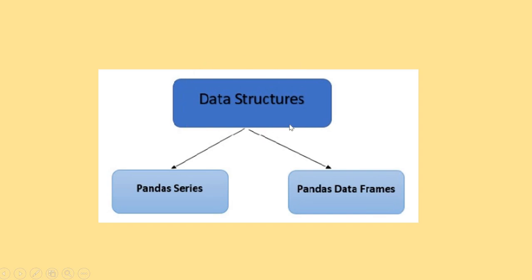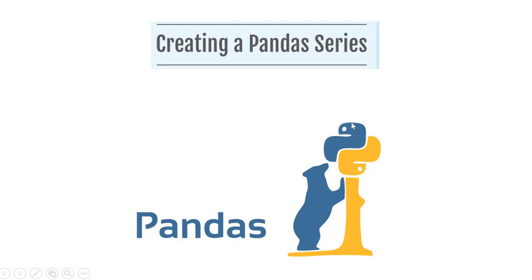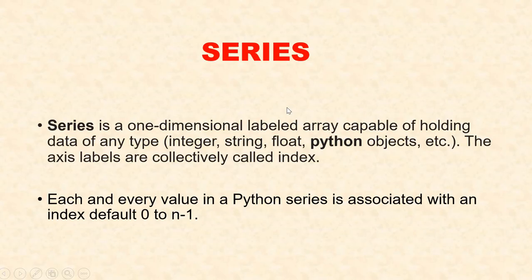There are two types of data structures in Pandas, Pandas series and Pandas data frames. See, this is a series, this is also a series, and combining these two we can get this type of data frame. So data frame is the combination or combined form of series. Now, how can we create a Pandas series? Let's start. What are series?